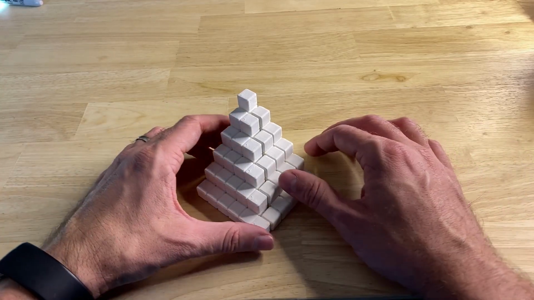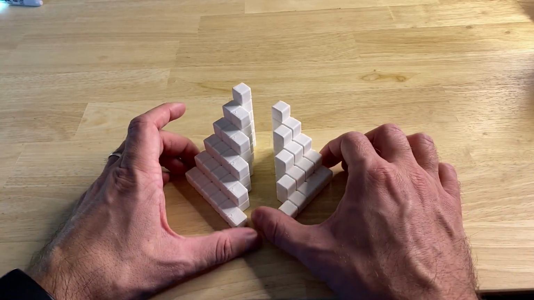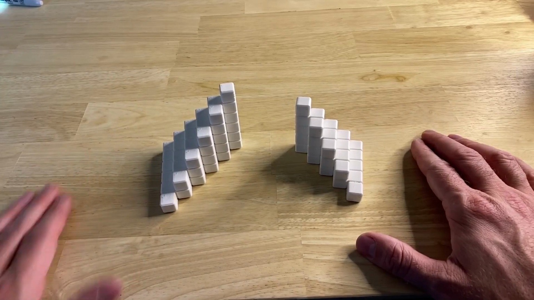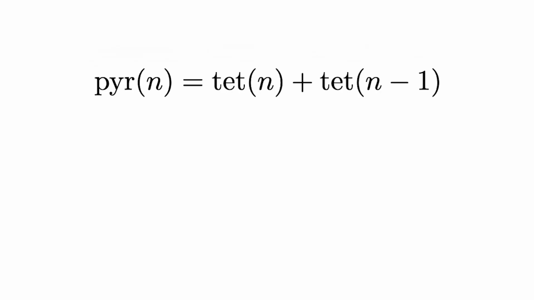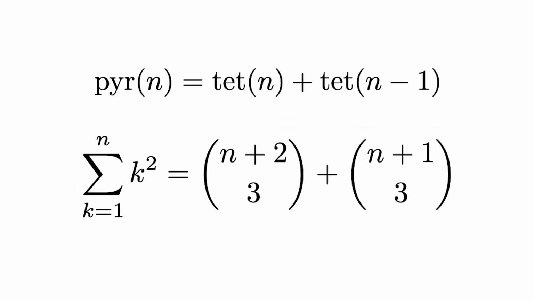Going back to our pyramid, we see a pyramid decomposes into 2 tetrahedra, one unit smaller than the other. So this gives us another distinct closed form for the pyramid. It's the sum of squares now written as n plus 2 choose 3 plus n plus 1 choose 3.